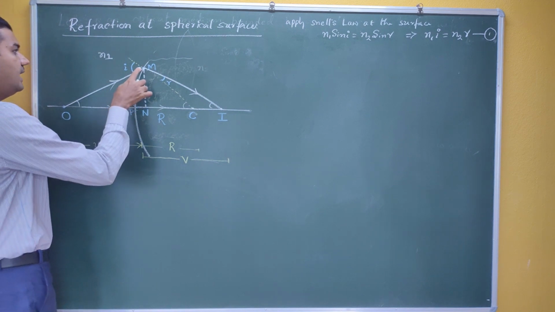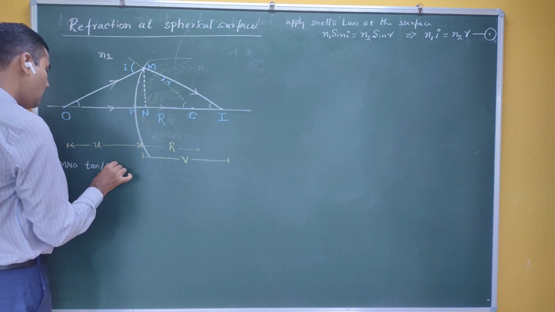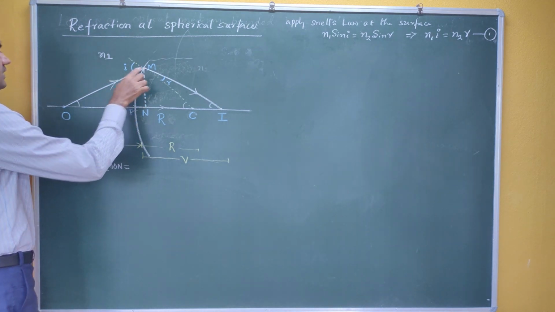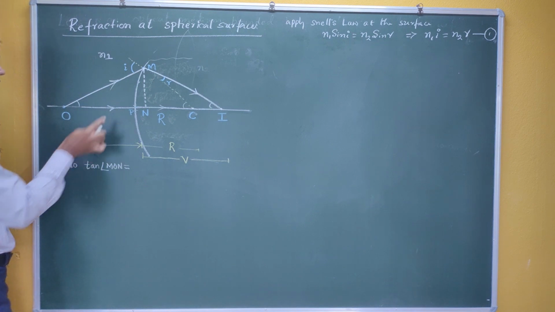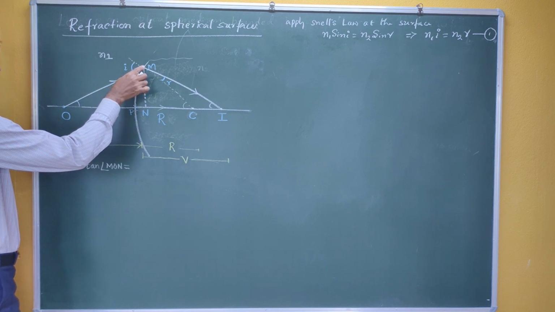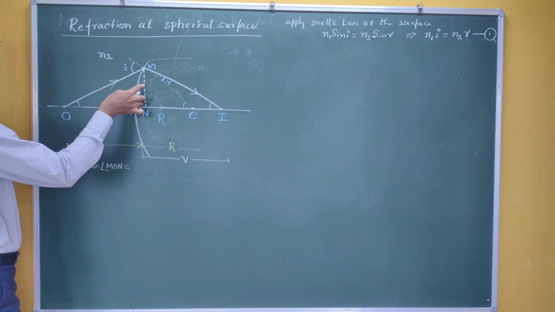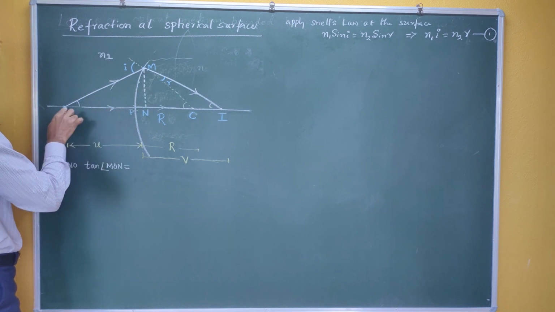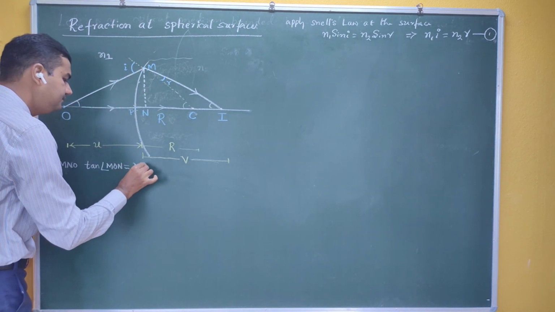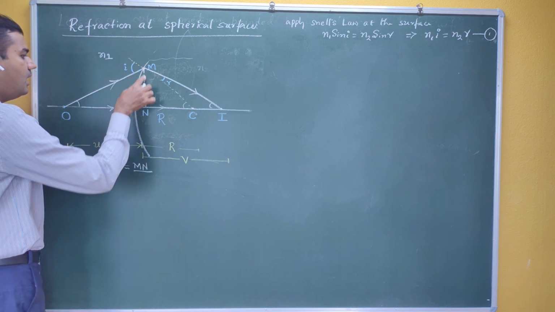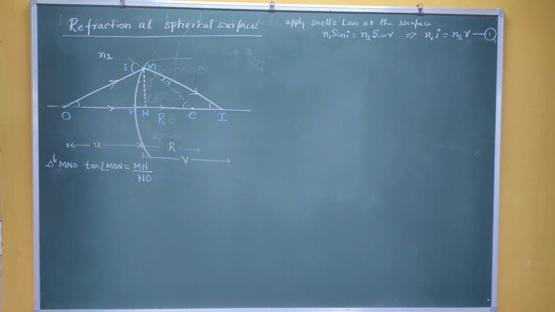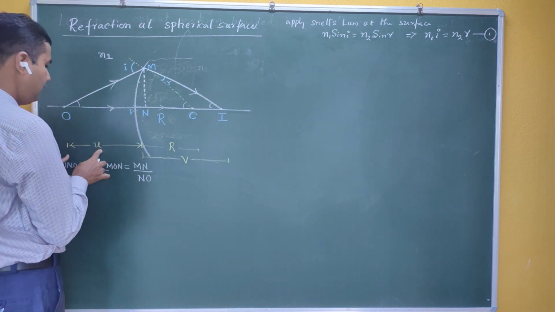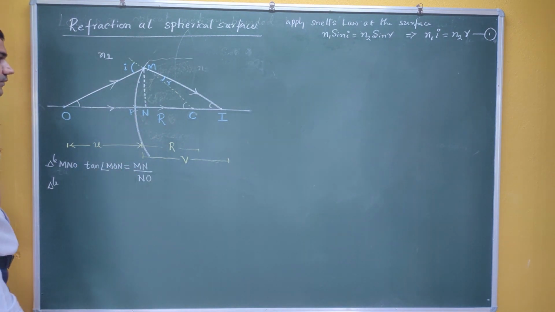Tan of angle MON, the first angle. In that particular angle we have the value U. So tan of MON, tan theta, is nothing but opposite side divided by the adjacent side. Therefore it becomes MN by NO. Similarly, NO is nothing but U. So we have introduced U in this particular figure.